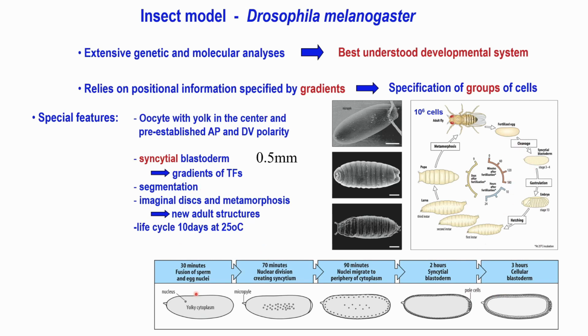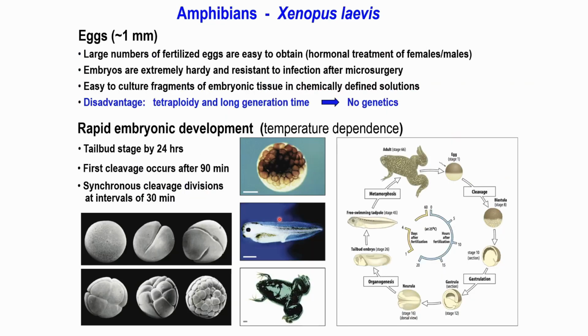In the syncytial blastoderm, actually, we can have gradients of transcription factors, and we'll see how this works later on. The embryo becomes segmented, so we can study how segmentation works in this animal. And then it has imaginal discs, which give true metamorphosis, like insects have, where we get new adult structures from tissues that are developing during the larval stage that then, through metamorphosis, become the adult. Just going quickly through this.